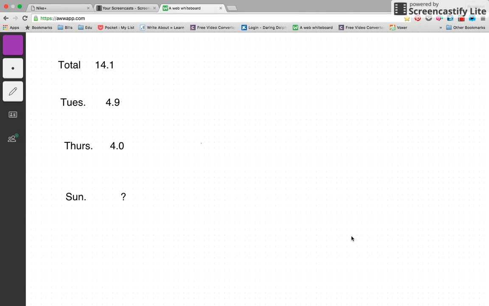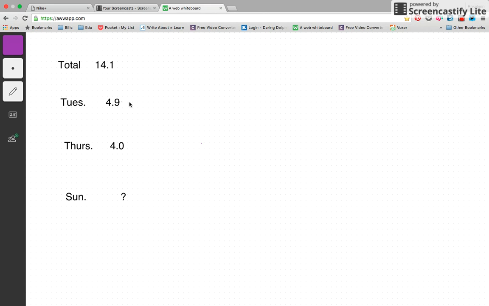All right, so here's my problem. In the month of November, I ran a total distance of 14 and 1/10 of a mile. 14 and 1/10 of a mile was a combination of my runs on Tuesday, Thursday, and Sunday. And the problem is I need to know how many miles I ran on Sunday.